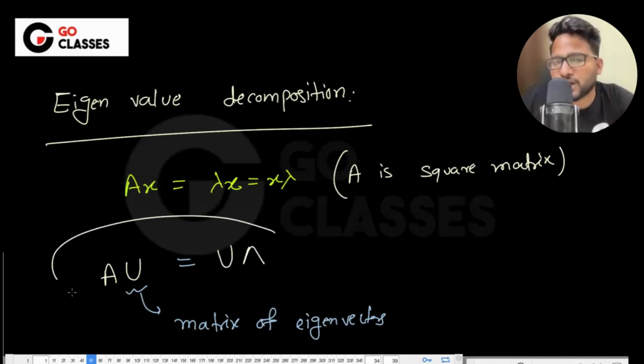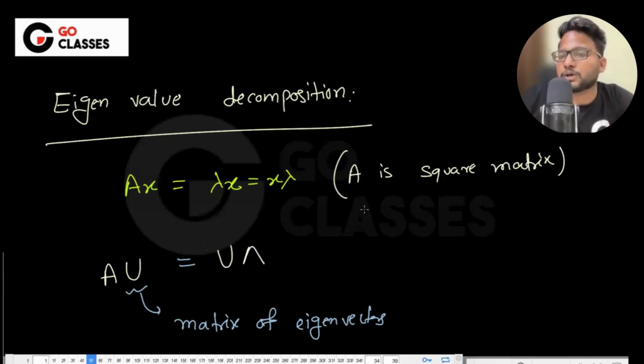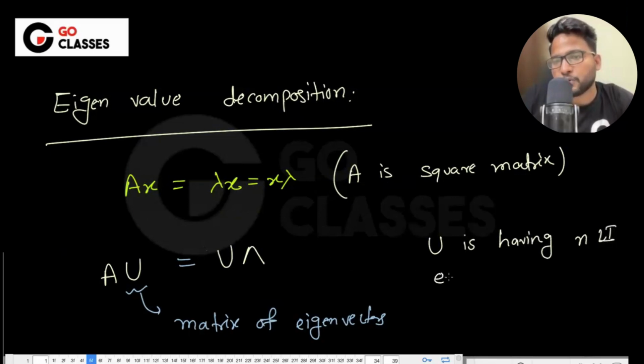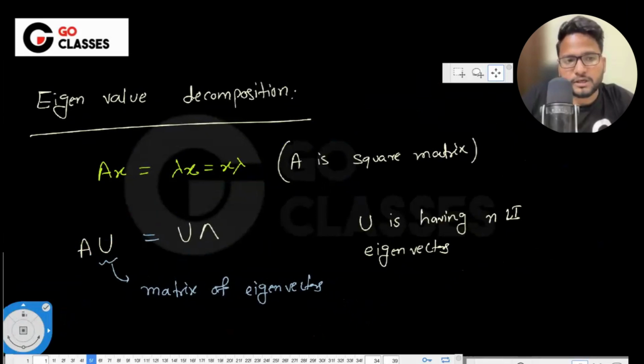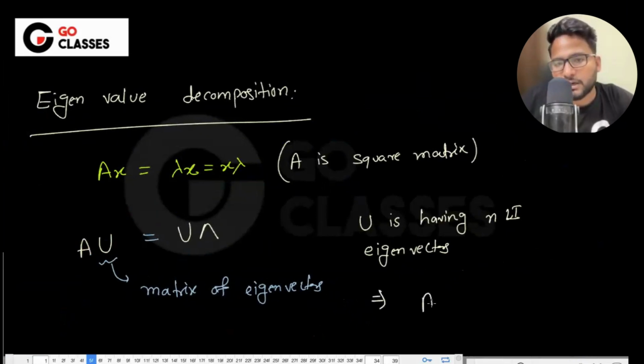So this was also an unconditional kind of thing, but the only condition is that A should be a square matrix, right? Obviously it is eigenvalue, so eigenvalues are possible only for a square matrix. But let's suppose on top of that, U is invertible, or you can say U is having n linearly independent eigenvectors, suppose. Okay, then what we do, then we say that A equal to U lambda U inverse, isn't it? Is this okay to everyone?